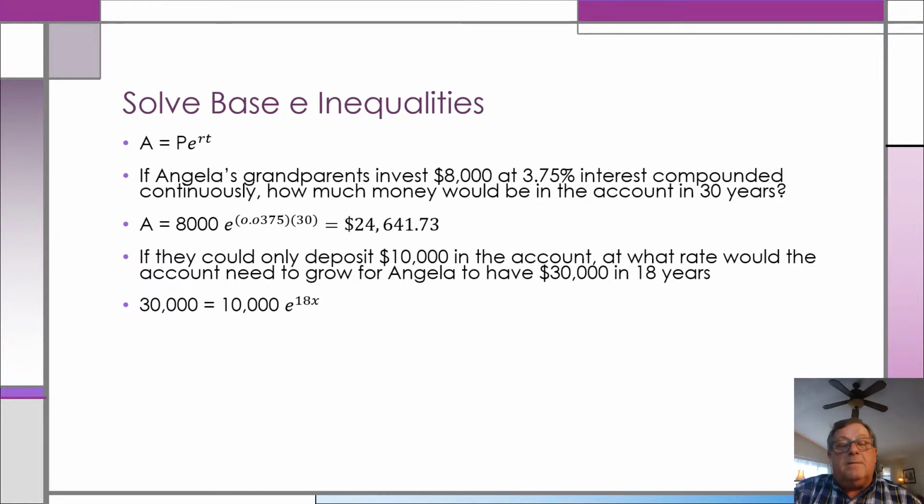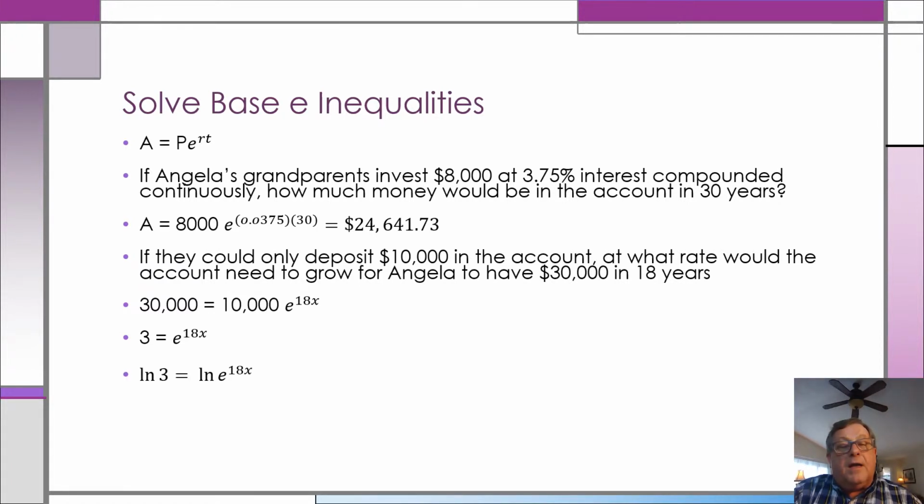What rate of return do we need that is compounded continuously to achieve our goal of having $30,000? Well, let's see. I could take the $30,000. I could divide both sides by 10,000. I'd have 30,000 divided by 10,000. Well, of course, that's 3, and that would leave me with E raised to the power of 18x. Now, we should know that I could take the natural log of both sides of this equation to kind of get rid of the E.